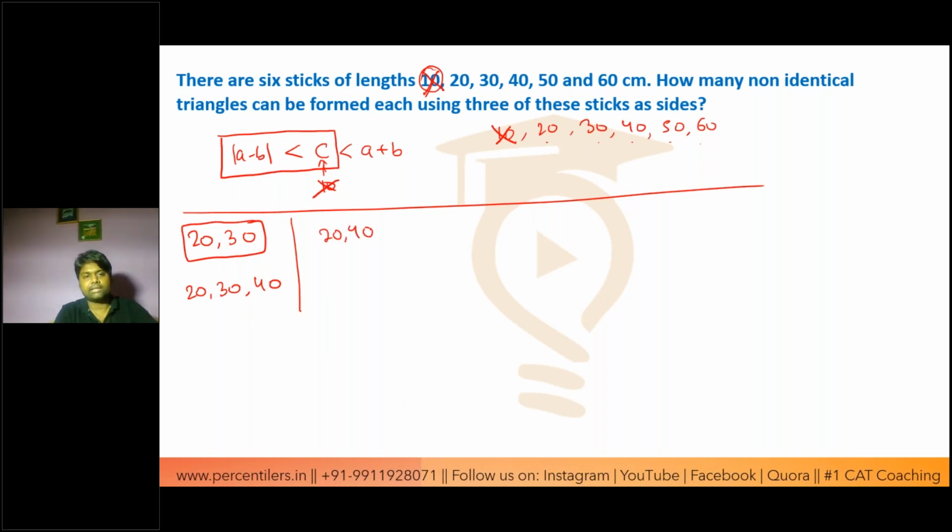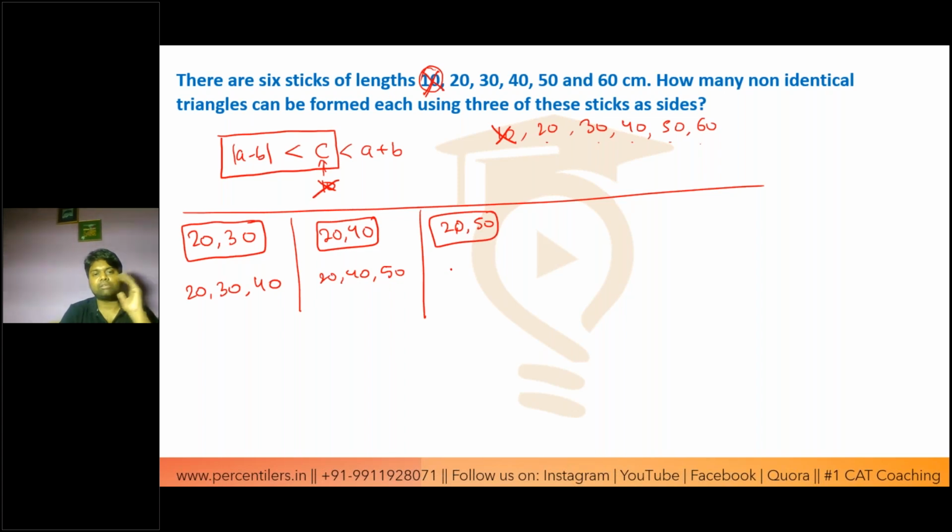Now the 20, 40 pair. So the sum of the two sides is 60. The third side has to be less than 60. 20, 40, 50, and next will be 20, 40, 60, which is not possible. 20, 40 pair is also done. 20, 50 pair, there is only one possibility: 20, 50, 60. ठीक है, देखिए मैं हमेशा सिर्फ right words चल रहा हूँ.